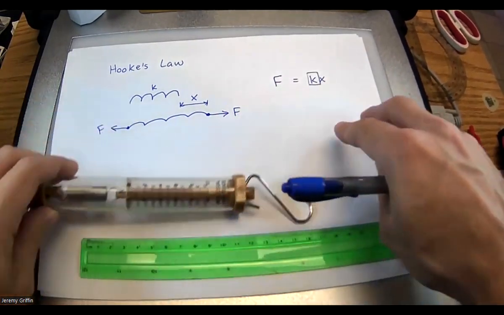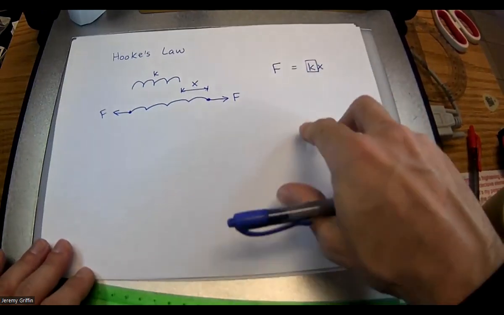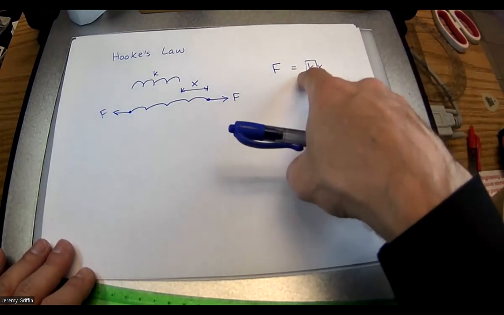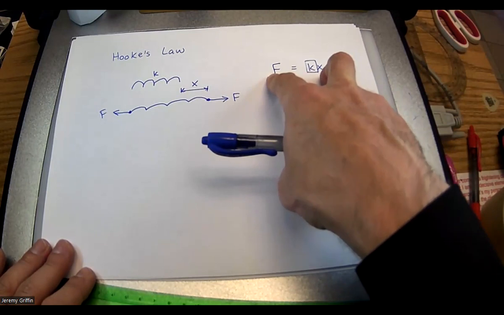Actually, let me do this. I'm going to do the algebra first, which I don't do very often with you guys, but let's do that first. Let's solve it in terms of variables. That's another way to say that. Can you solve for k in terms of F and x? And it's one algebra step, which is, what do you do to both sides?